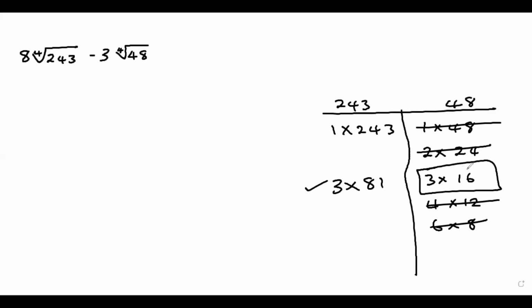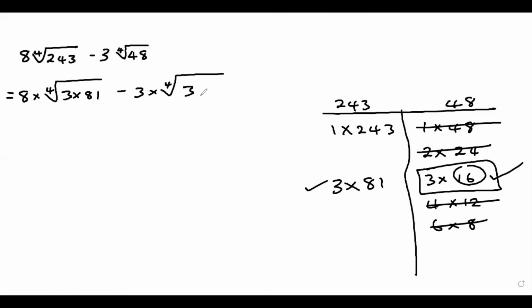And the fourth root of 16 is also 2. And then the smallest irrational coefficient would be the root 3. That would be common. So we'd have 8 times the fourth root of 3 times 81 minus 3 times the fourth root of 3 times 16.